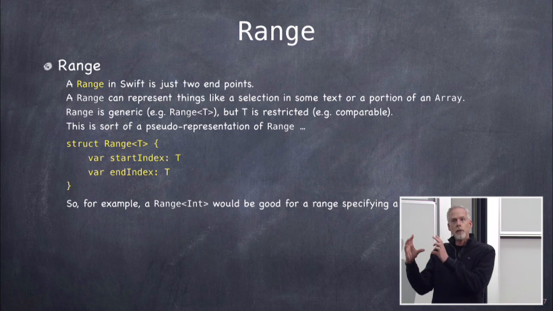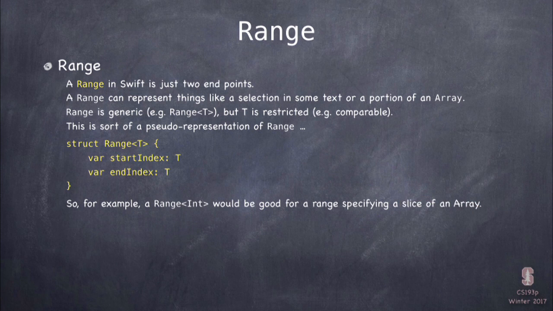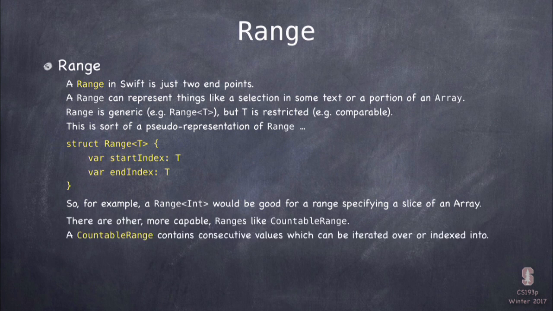So, for example, a range of int would be great for specifying a range in an array, because an array is indexed by integers, right? Starting at 0 and going up to the number of things in the array. Now, there are other more powerful, more capable ranges, like countable range. A countable range is just like a range, except that you can count through intermediate values between the start and the end. It's like a range of ints. Now, as you stride through that range, it depends on what the type is. Striding through a range of ints is different than striding through a range of floats, or striding through a range of strings. So it's a little different there, and we'll talk about that in a minute.